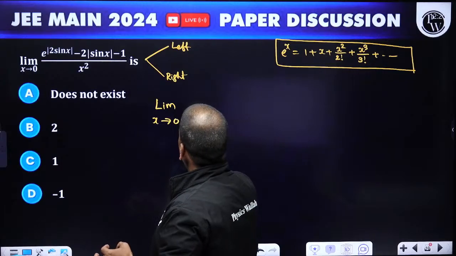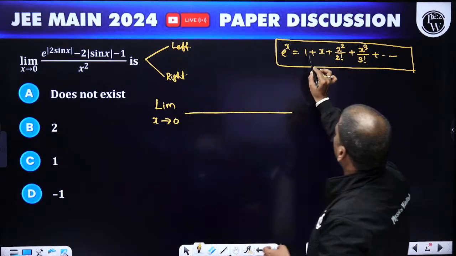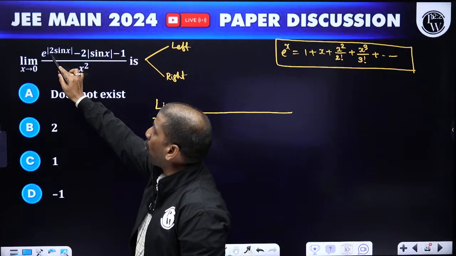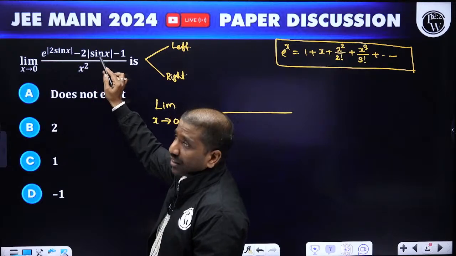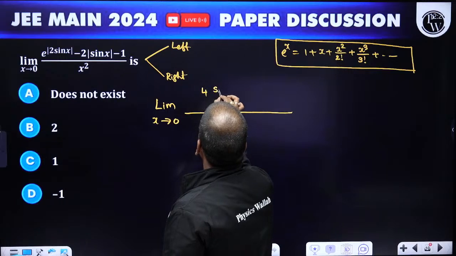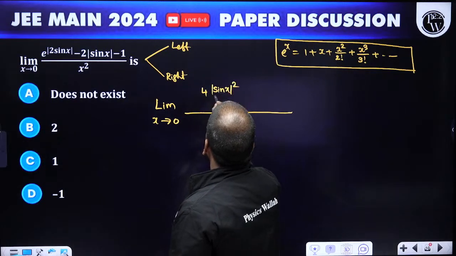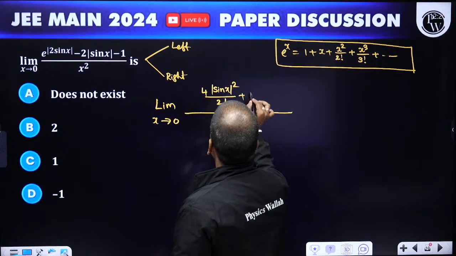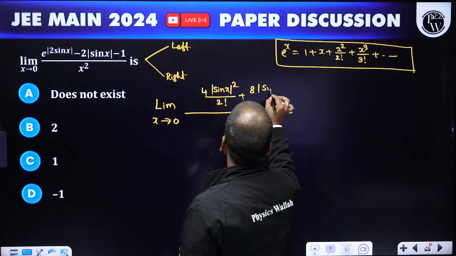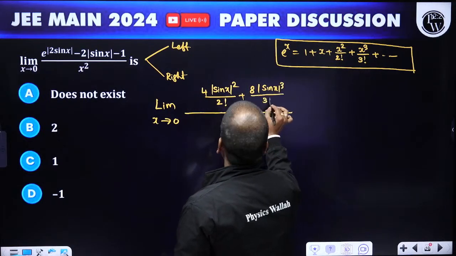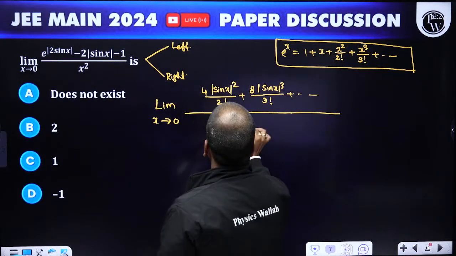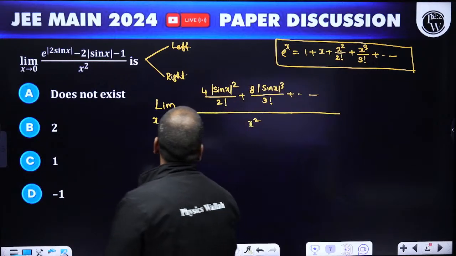When we apply the expansion, the first term is 1 and here is minus 1, so both get cancelled. The second term is 2|sin x| and here −2|sin x|, both get cancelled. It starts from the third term: 2² (4) times |sin x|² by 2 factorial, plus 8 times |sin x|³ by 3 factorial, plus and so on. That's how it will go. Those two got cancelled. This is x², this is x².